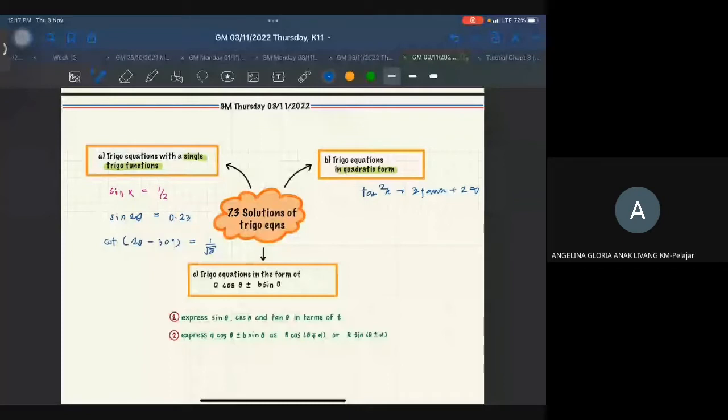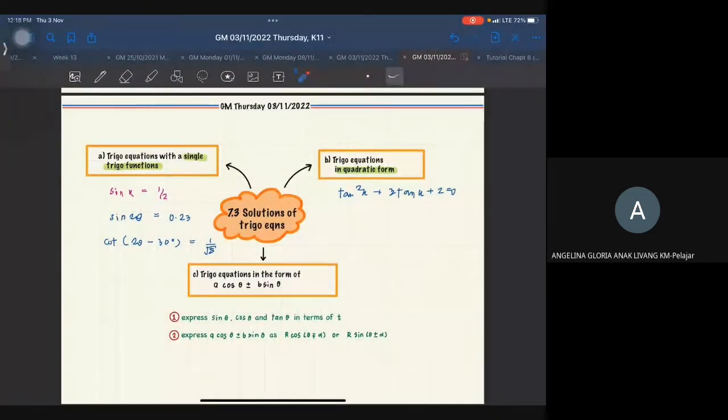Okay, so ini adalah contoh kuadratik. Beza dia hanyalah dekat sini tan, dekat sini pun tan. Okay, so ini kuasa 2, sini kuasa 1, sini kuasa kosong. So that's why lah dia dalam bentuk kita panggil sebagai kuadratik. Okay, so nak solvekan yang ini pun senang je sebenarnya, tak ada masalah.